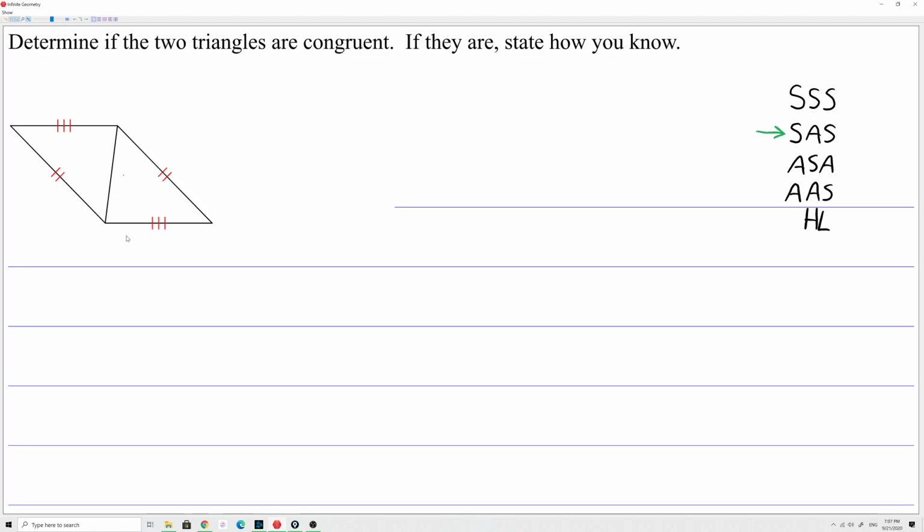So this is usually the easiest one to spot. Again, we have a side that's in common in both triangles. We have a pair of sides that are congruent, another pair of sides that are congruent. So all 3 pairs of sides are congruent, which means the triangles are congruent by SSS. I'll erase this, we'll do another one.